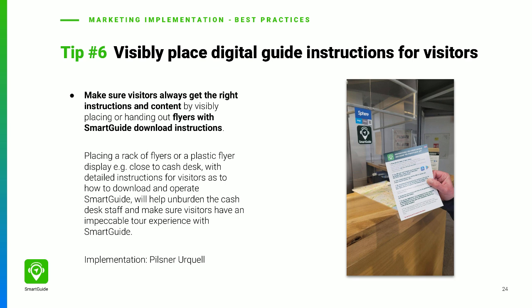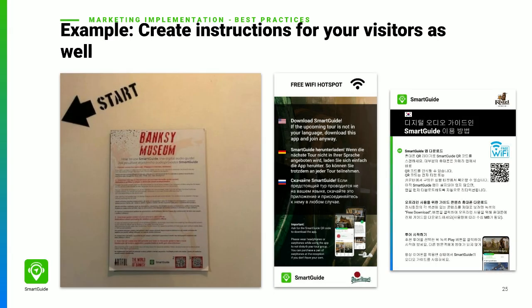Also, make sure visitors always get the right instructions and content by visibly placing SmartGuide download instructions. Placing a plastic poster display, for example, close to the cash desk, with detailed instructions for visitors as to how to download and operate SmartGuide, will help unburden the cash desk staff and make sure visitors have an impeccable tour experience with SmartGuide. There are many different ways to create instructions for visitors. See how our partners did that.